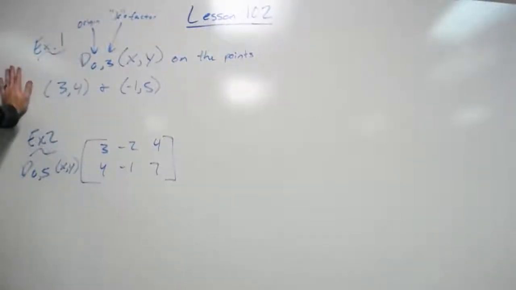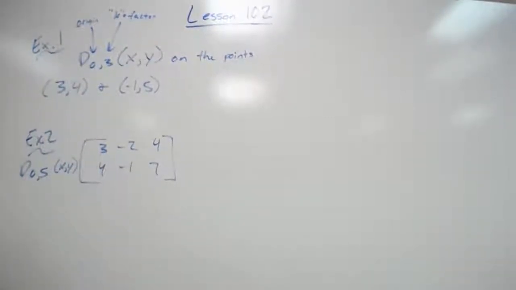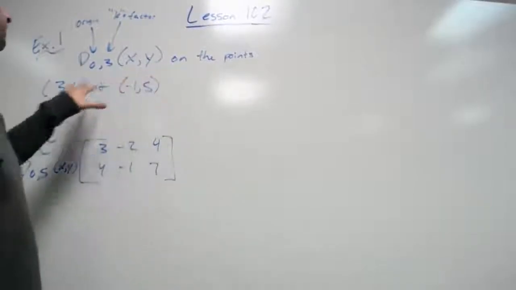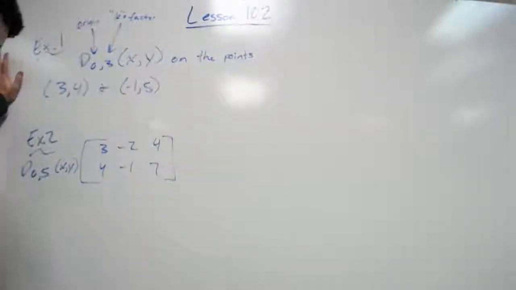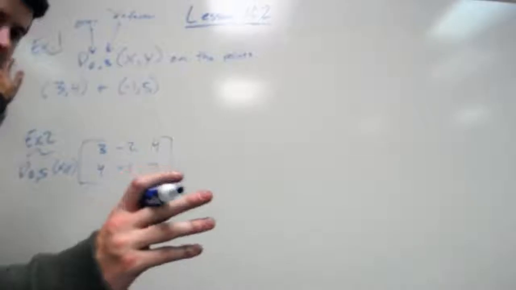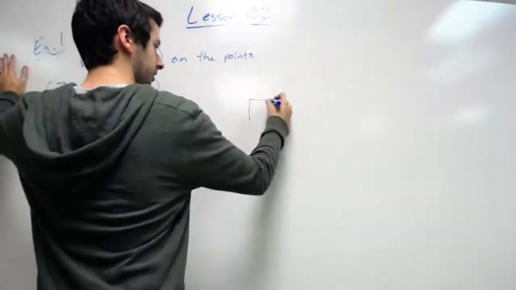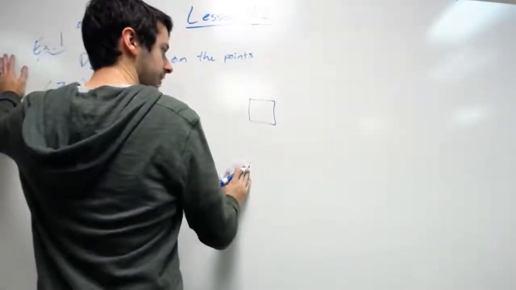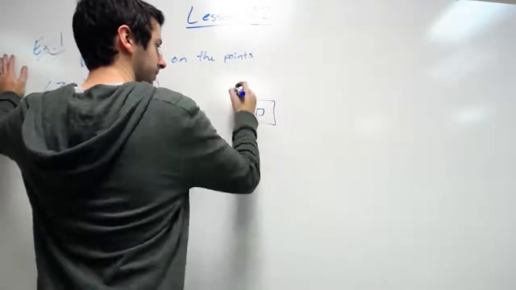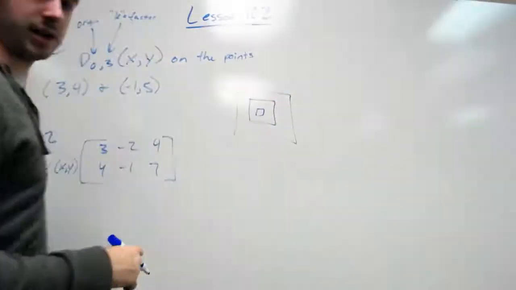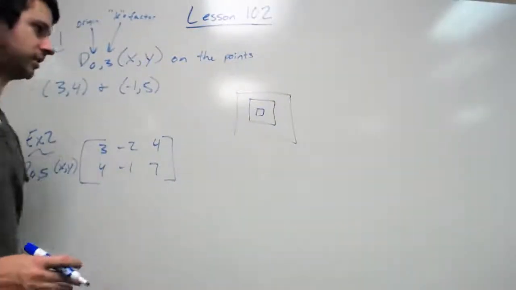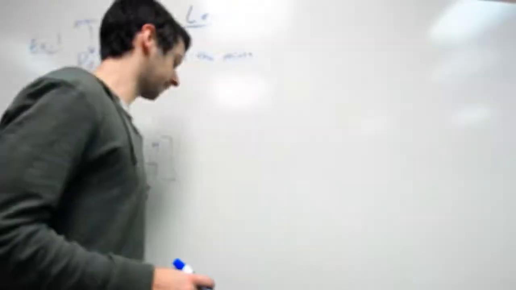So, example 1 says, determine the result of the dilation on the origin to the points (3, 4) and (-1, 5). Now, if you remember, whenever you dilate a shape, that means I'm making it smaller or I'm making it bigger. Same shape, different size is what's going to happen when I dilate it.